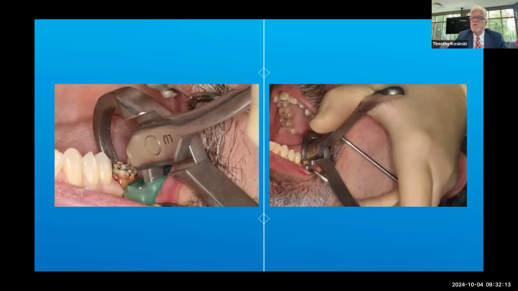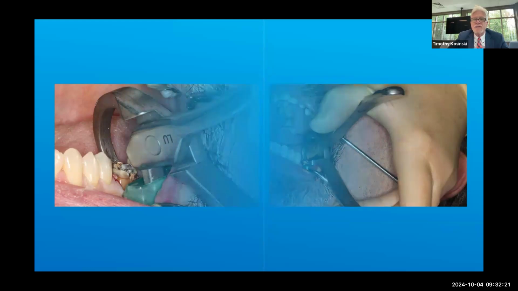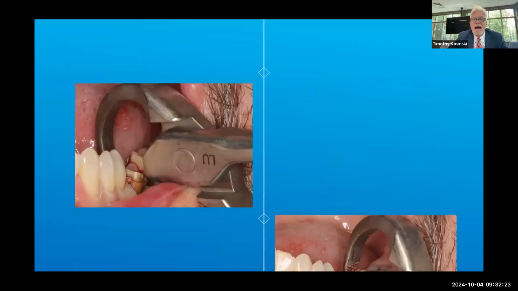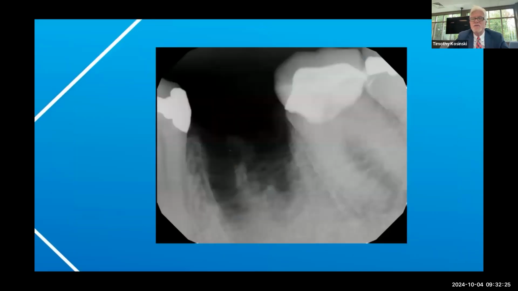And I can simply, with 2 fingers, atraumatically remove this root. So the patients are not feeling the proprioception. I'm simply rotating my wrist. That tooth will pop, and I'm able to remove the tooth roots in total. I always take a radiograph following an extraction. I want to make sure that there's no root tips left in place.